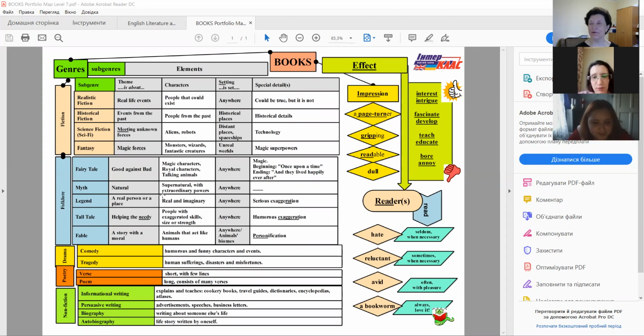So what is the most well-known story of a fairy tale? What is the most well-known fairy tale? There are a couple of them, but the one that exists in many different nations, in many different cultures.